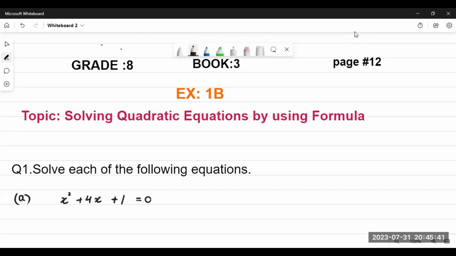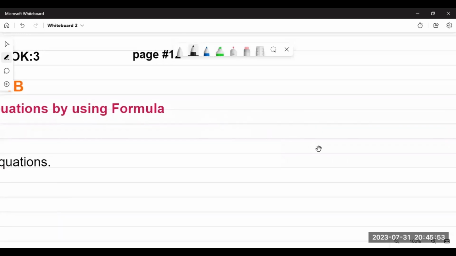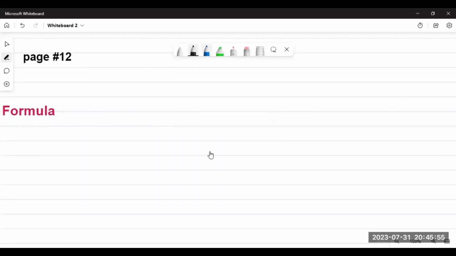Today we are going to start exercise number 1B, and the topic of this exercise is solving quadratic equations by using the quadratic formula. Before starting the question, I want to tell you that the standard form of the quadratic equation is ax square plus bx plus c is equal to 0. This is our general form of the quadratic equation.